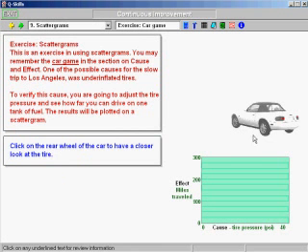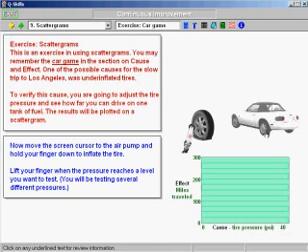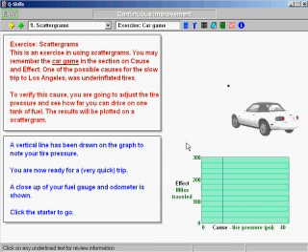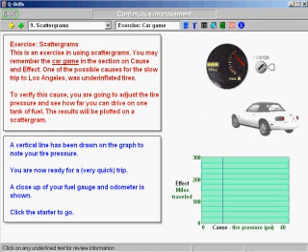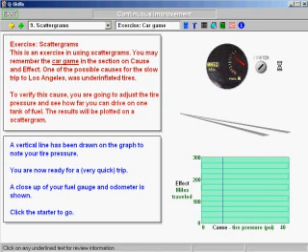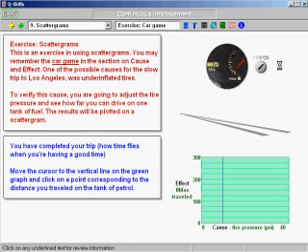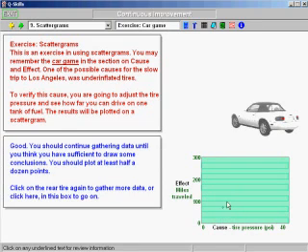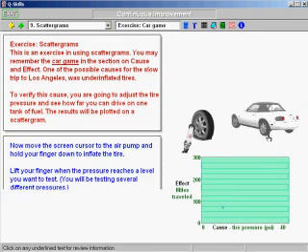This is an exercise on scattergrams, and what we're going to do is to plot a scattergram for various tyre pressures. So we put some air into the tyre and see how far the car travels on one tank of gas at that particular tyre pressure. Once we've found a distance, we plot it on the graph and go and collect another data point.